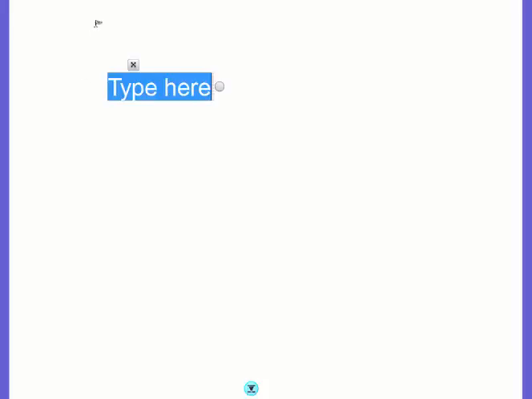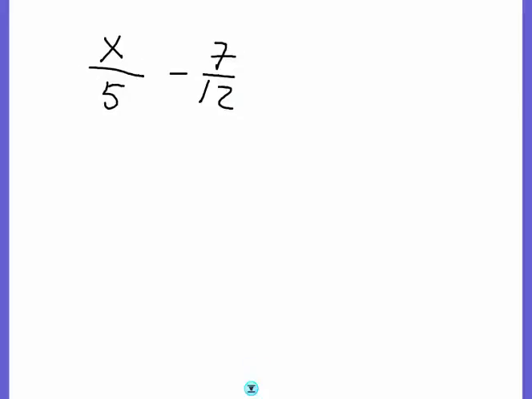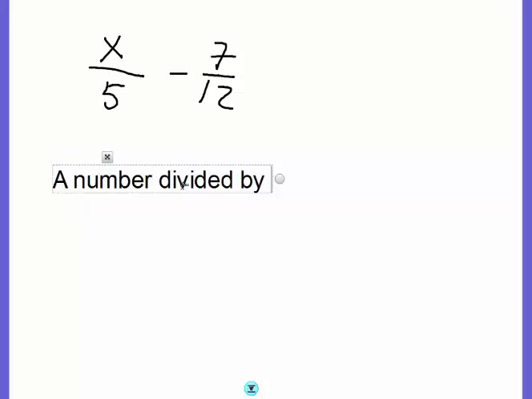Let's try a little trickier. Oops, don't do that. Let's go back to our pen. So let's look at x over 5 minus 7/12. Okay, so let's see how we can break this into a number, into a phrase, into words, into English, into the good stuff. So if we look here, the first term is x over 5. So mathematically, we have to think, what does that mean? So x over 5 is a number divided by 5 minus 7/12.